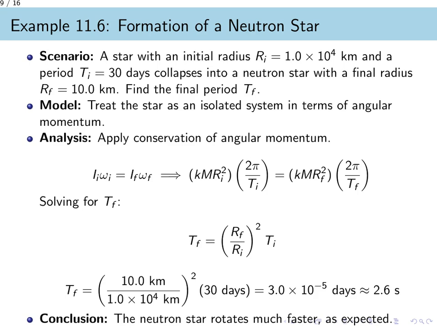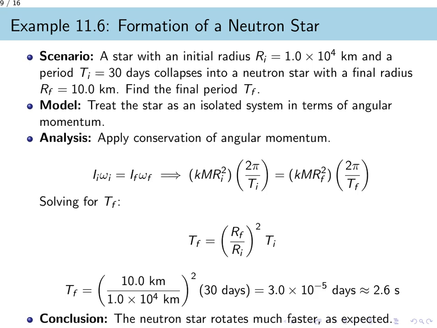We model the star as an isolated system, which means no external torques are acting on it. Therefore, its angular momentum is conserved, and the initial angular momentum must equal the final angular momentum. Set I initial times omega initial equal to I final times omega final. By substituting the formulas for the moment of inertia and for angular speed in terms of the period, we find that many terms, including the mass, cancel out. This simplifies the equation significantly, leaving us with a direct relationship.